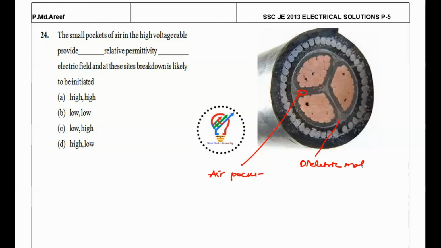The dielectric strength of air is less than that of this material here. So it will provide low relative permittivity, and because of this the electric field intensity increases, so it will provide high electric field intensity. So the answer is C.